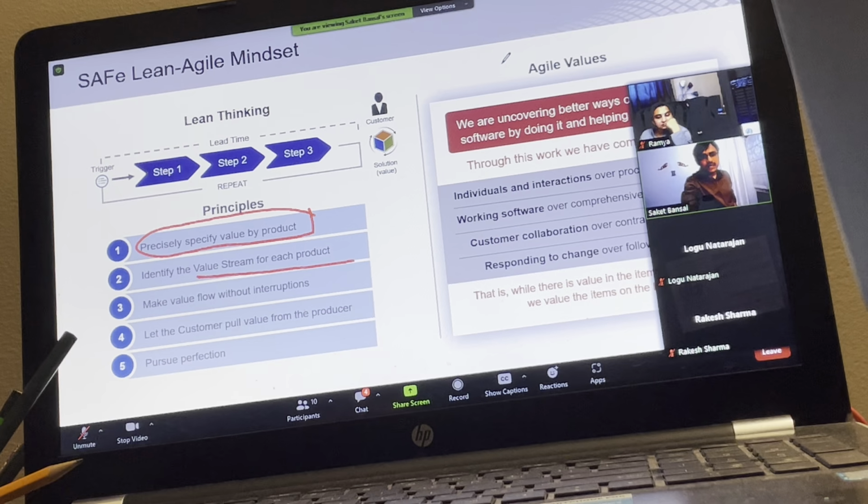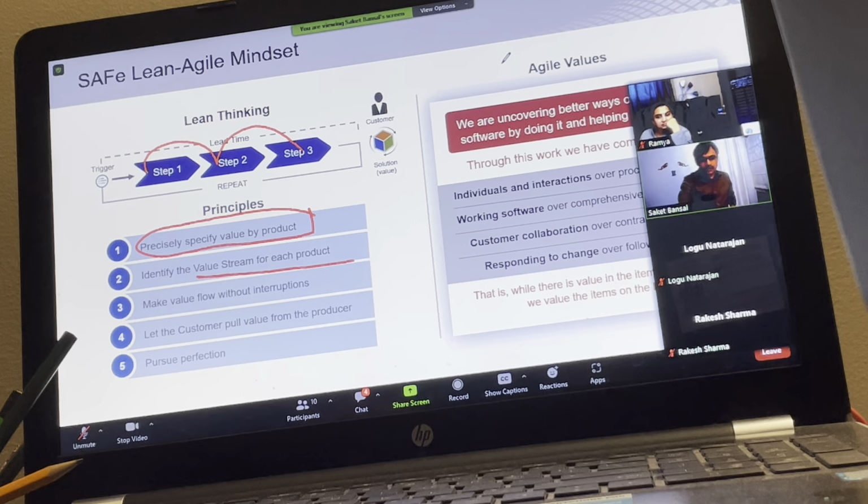So what does it mean? Identify the steps and processes you are taking in order to deliver a value. A value stream is a collection of people, information, workflow, and processes which come together from beginning till end, which delivers a value. So we need to identify that: in order to deliver a feature, what all goes inside it. Identification of that is a value stream.